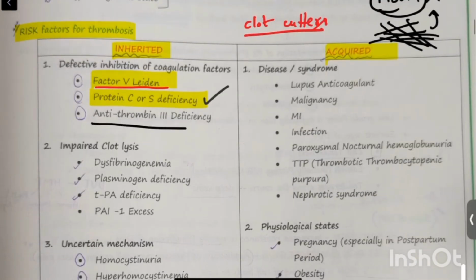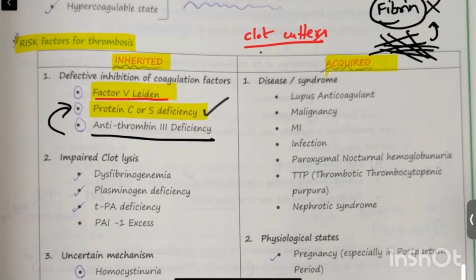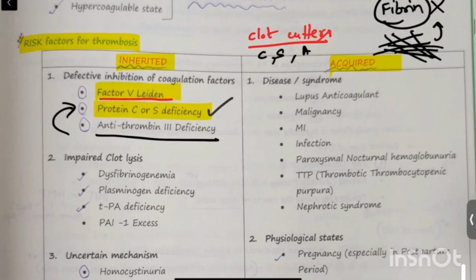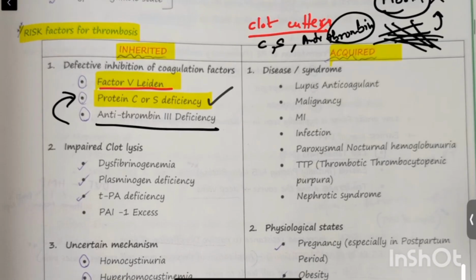Similarly, antithrombin 3 will aid protein C and S in cutting it. So basically these are clot cutters: protein C, protein S and antithrombin 3. Antithrombin, just like the name suggests, will break down thrombin. It is against thrombin. Thrombin is the one which helps in clot formation. So these are the 3 inherited factors.